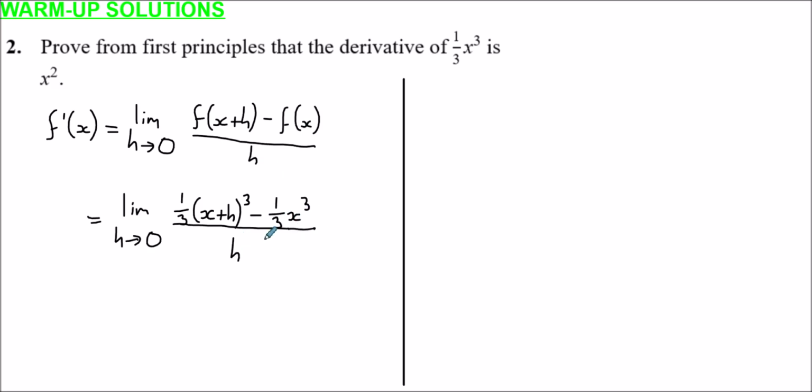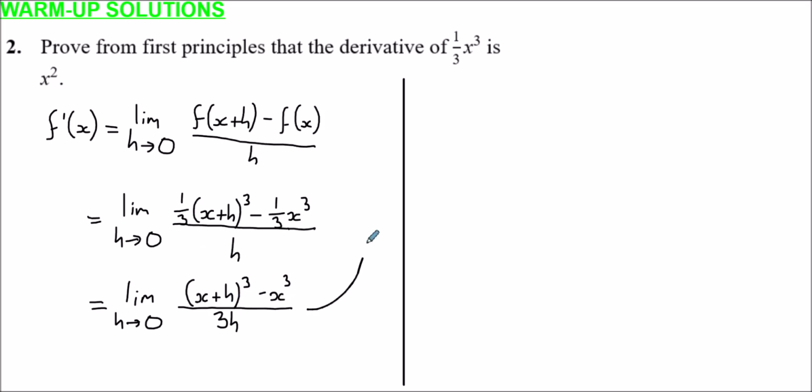Now what I'm going to do here is make a suggestion, but because we have a common factor of 1/3, we just put that 1/3 to the bottom and make it 3h. Now I know writing the limit h goes towards 0 is a drag, but it is important. That becomes 3h. On the top we have x plus h cubed minus x cubed. We've just taken out that common factor of 1/3 and put it on the bottom. It's a bit more space we need.